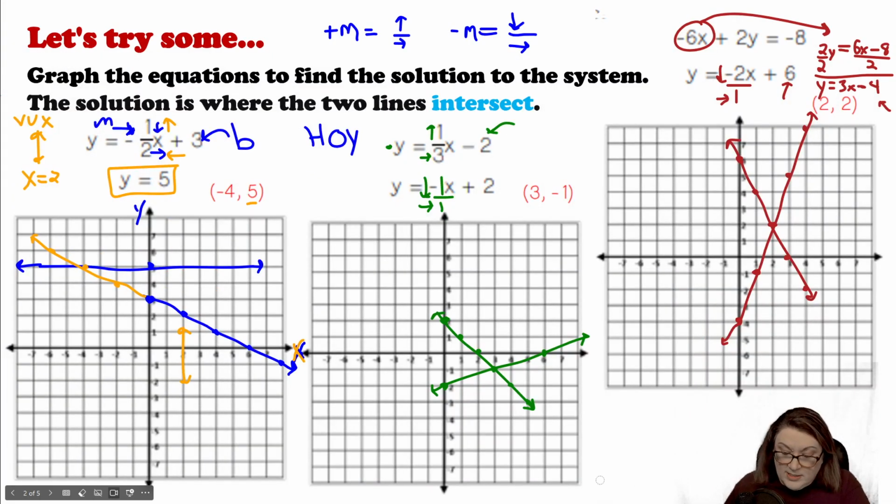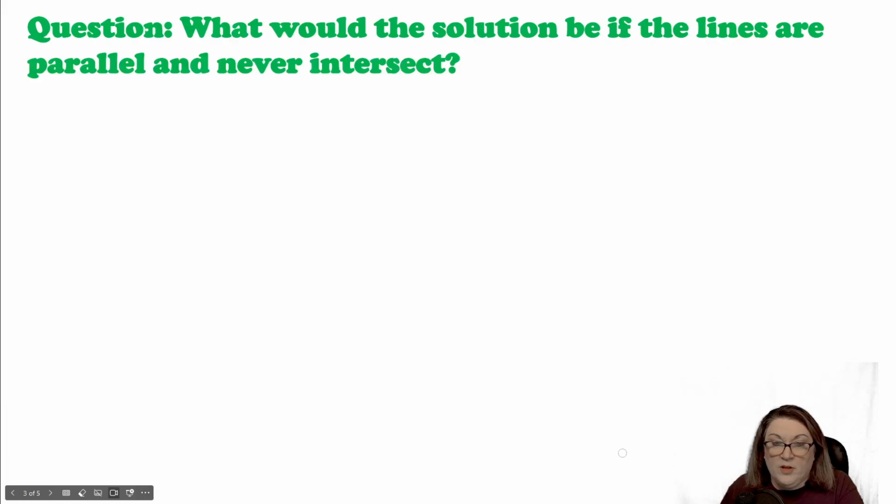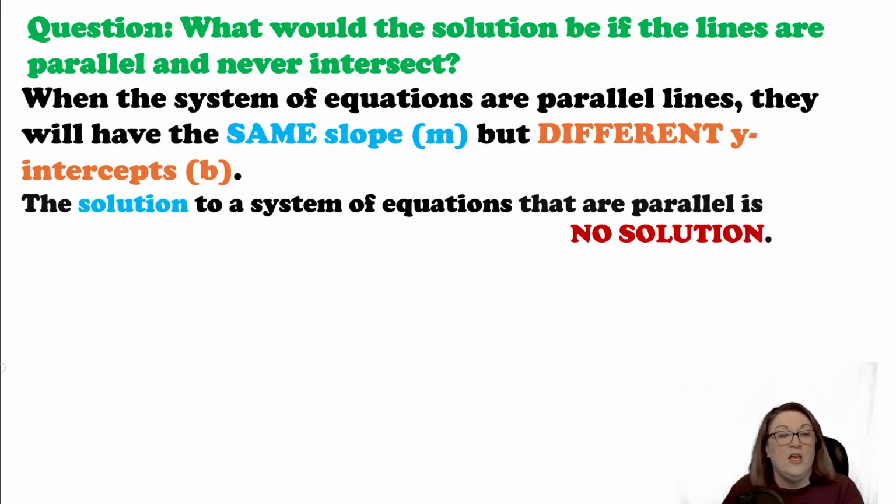Now, let's go to the next one, which is: what would the solution be if the lines are parallel and never intersect? Okay, so that's a good question. When the system of equations are parallel lines, they will have the same slope m, but different y-intercepts, which is the b. Okay, the solution to a system of equations that are parallel is no solution.